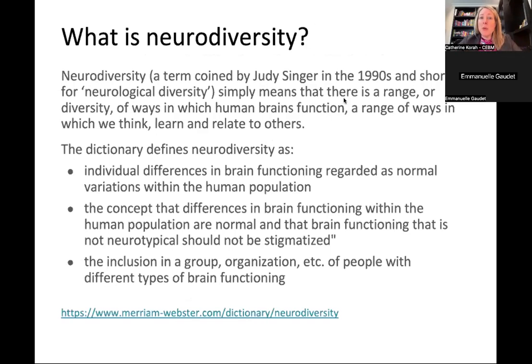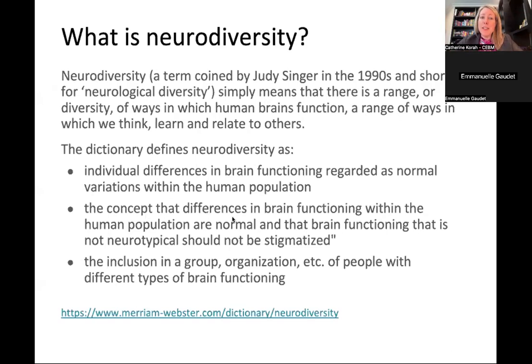It simply means that there is a range or a diversity of ways in which the human brain functions, a range of ways in which we think, we learn, and we relate to others. The dictionary defines neurodiversity as individual differences in brain functioning regarded as normal variation within the human population. And so we're not calling it a dysfunction. We are not calling this a disorder. We are just saying that it is part of the continuum of brain functioning. And yes, there are differences, but it is not considered problematic in itself.